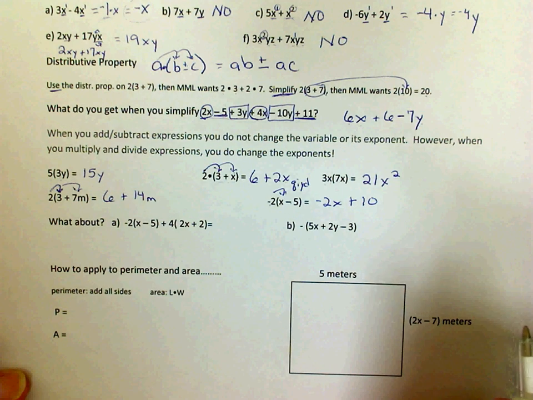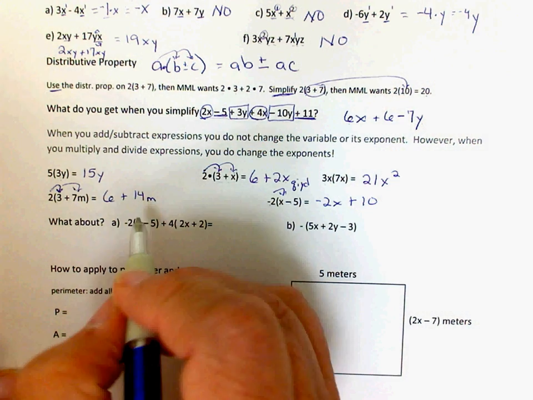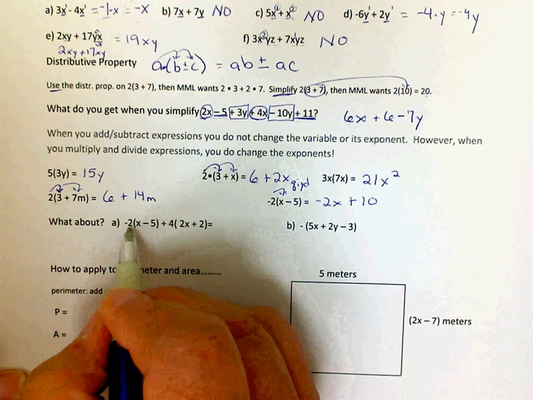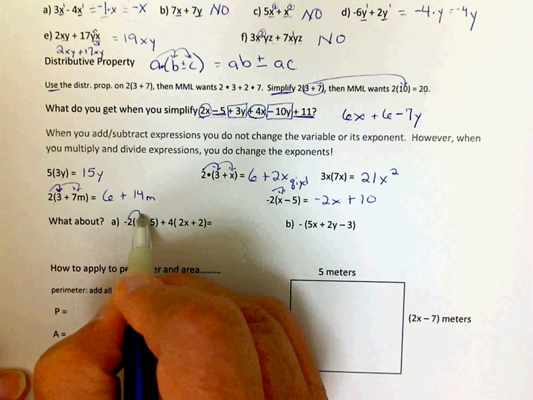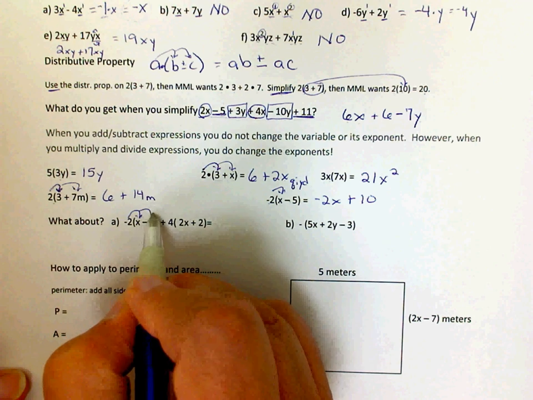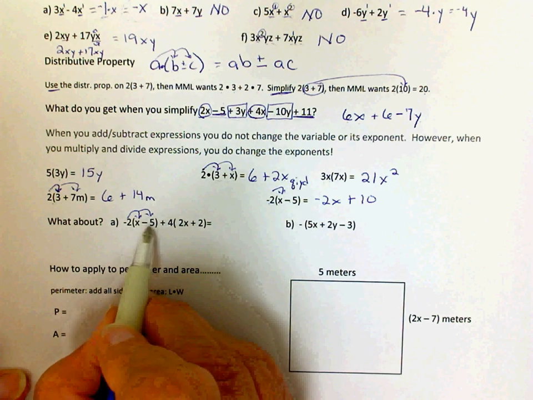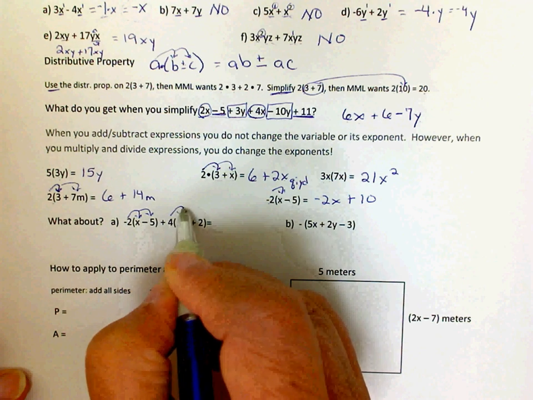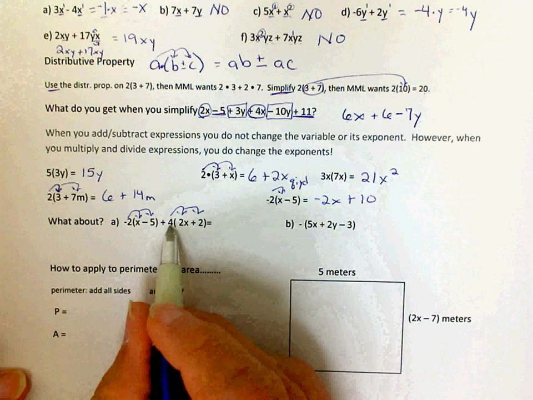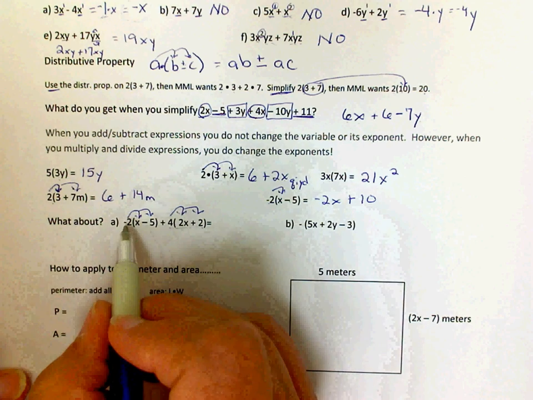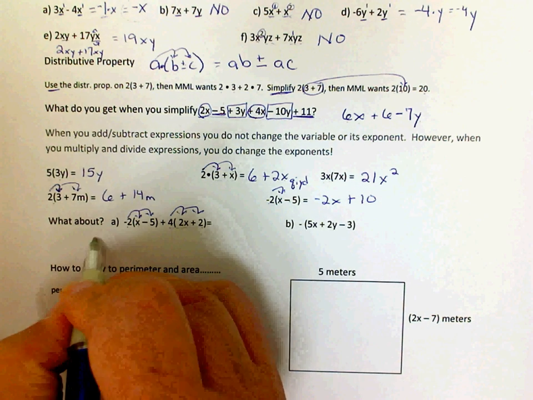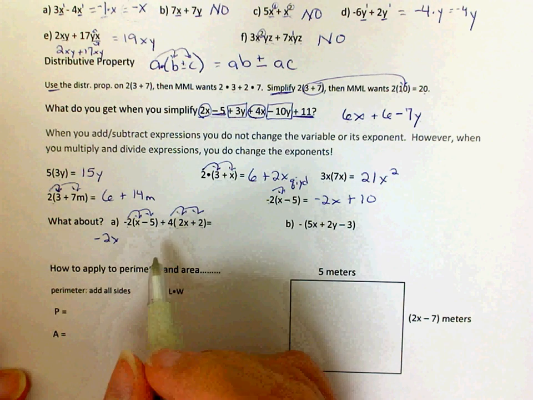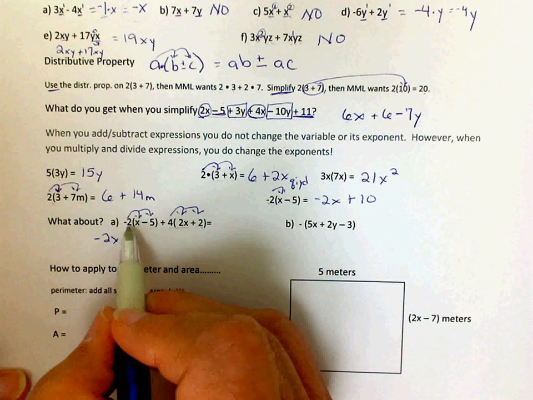Now here is very much like what we were doing here. You just have 2 of these. So you take this negative 2 and distribute it twice for this part of the problem. And then you take a positive 4 and you distribute it twice for this part of the problem. So negative 2 times x is negative 2x. And we've already actually done this part. And then negative 2 times negative 5 is plus 10.